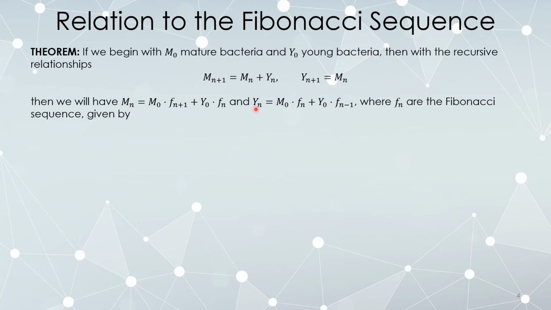But also, the number of young bacteria after n days will be the number of mature bacteria we started with times Fn, plus the number of immature bacteria we started with times Fn minus 1. And just to remind ourselves, here's the Fibonacci sequence. F0 is 0, F1 is 1, and one Fibonacci number can be computed by adding up the two previous ones.